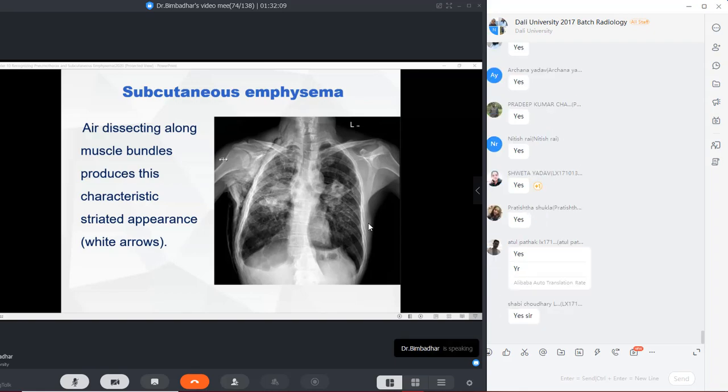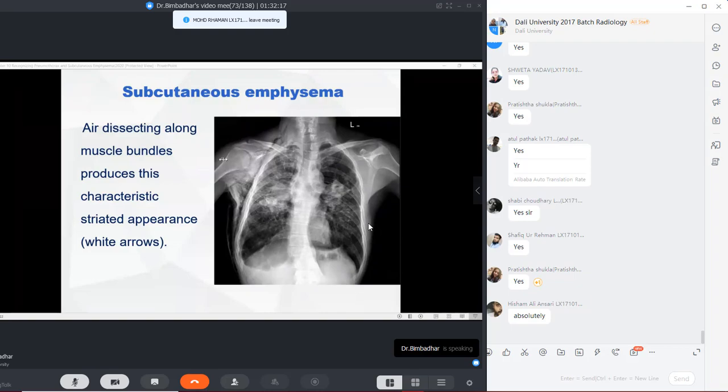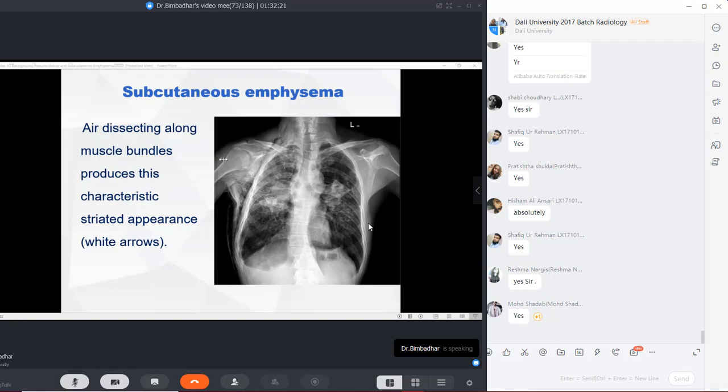So did you all understand your topic today? Atelectasis, did you understand? Atelectasis is a little confusing, but it is not difficult. You can practice it. Now, since you have to remember all the basic radiographic features from day one, what we are learning.